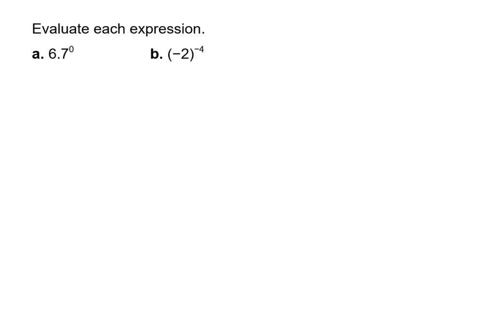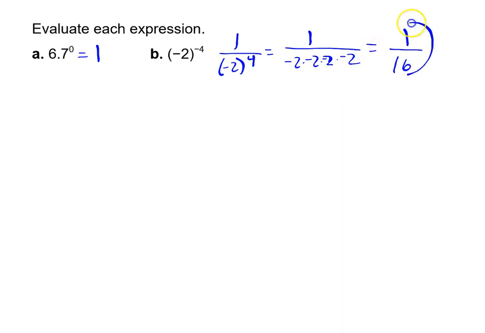In part A, we have 6.7 to the 0 power. We said anything to the 0 power is 1, as long as that base wasn't 0. For B, we have negative 2 to the negative 4th power. So we're going to do the reciprocal of that, 1 over negative 2 to the 4th. You'll notice when we change to the reciprocal, the exponent becomes positive. Now we can go ahead and evaluate this. 1 over negative 2 times itself 4 times, which is 1/16.